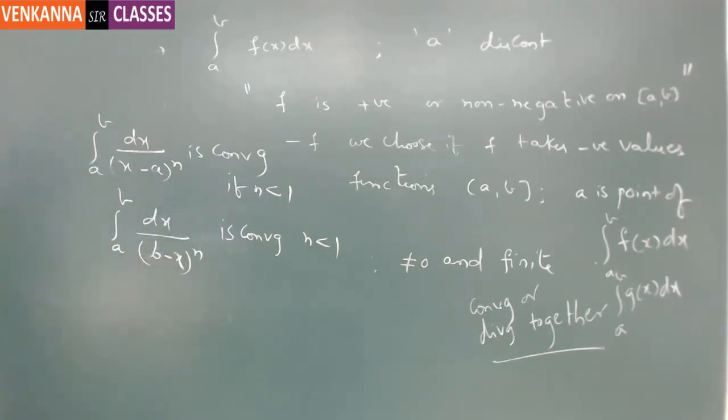And these integrals are convergent whenever n is less than 1. If n is equal to 1 or n is greater than 1, these are divergent. However, a separate proof is there for that, but we don't need to write that proof. We simply use this condition for checking that.